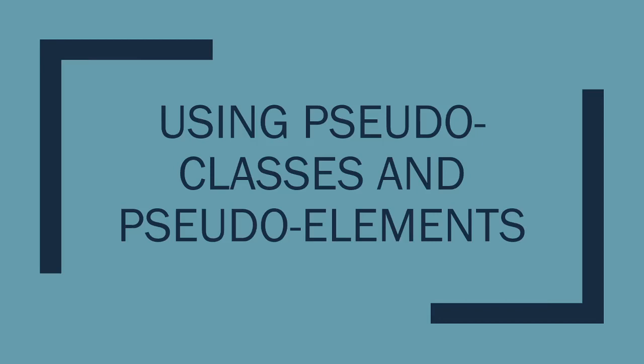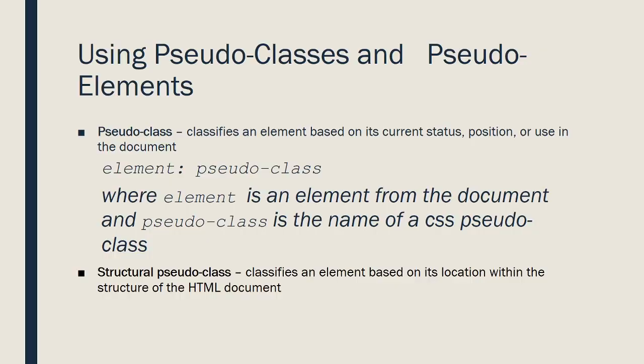Now we have here using the pseudo classes and pseudo elements. The pseudo class classifies an element based on its current status, position, or use in the document. The general syntax for pseudo classes is we have the element followed by the pseudo class. So element, colon, the pseudo class, where the element is an element from the document and the pseudo class here is the name of the CSS pseudo class.